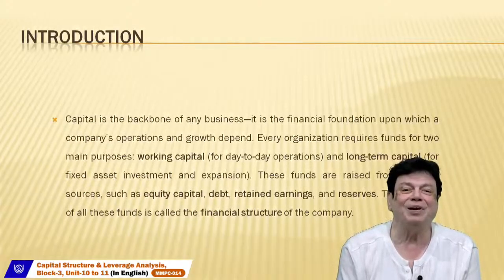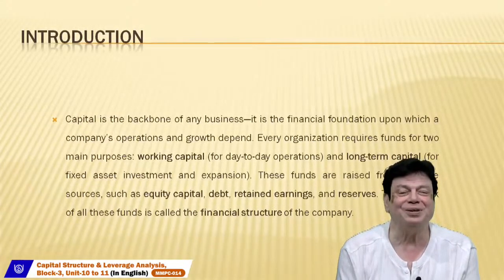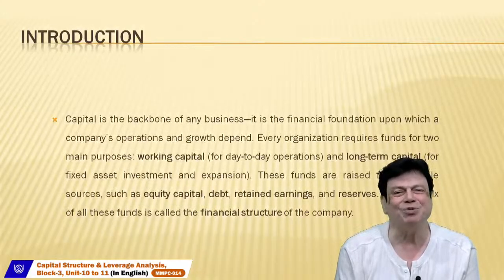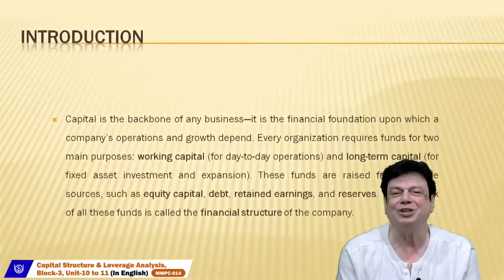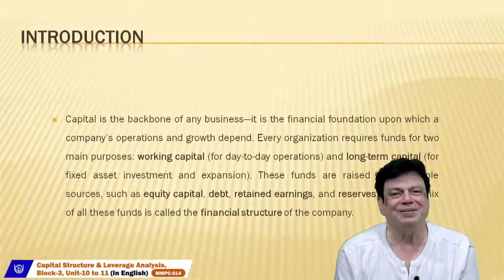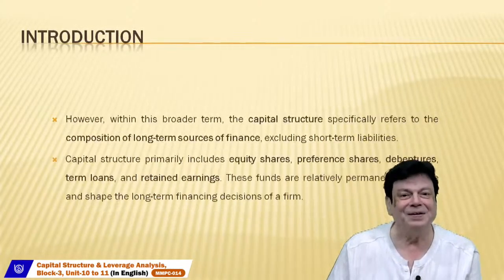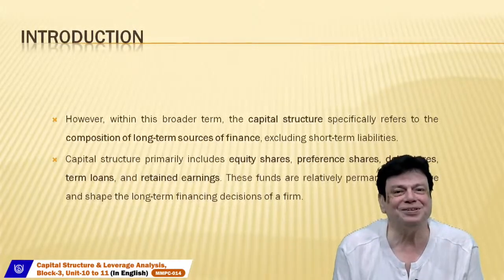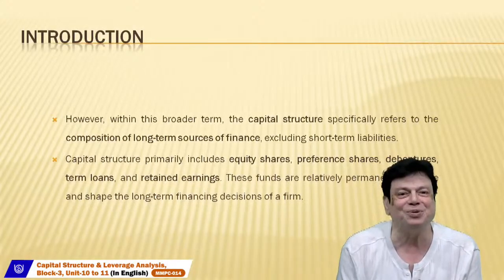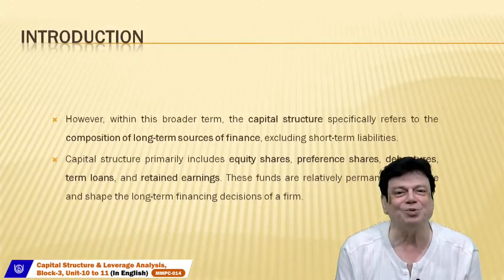Now for working capital, as I just told you, if you put up your application to a bank, they will see your sales. The criterion is up to 5 crores limits: they will only see the sales and can sanction you 20% of the sales as working capital. However, within this broader term, the capital structure specifically refers to the composition of long term sources of finance excluding short term liabilities.